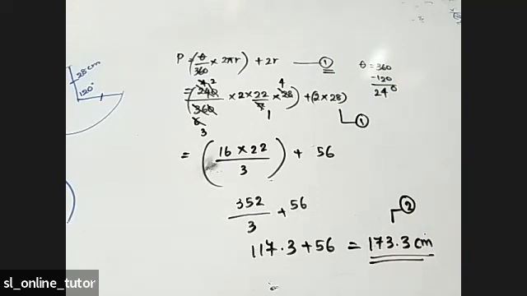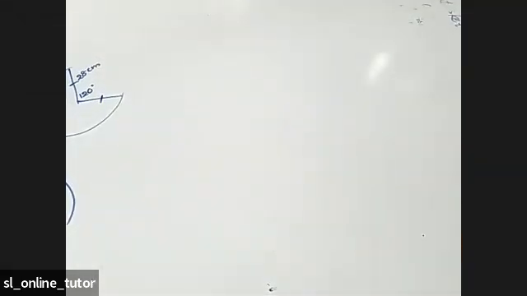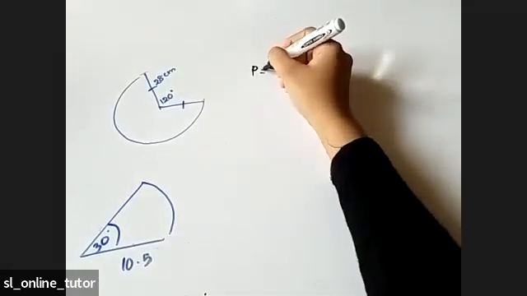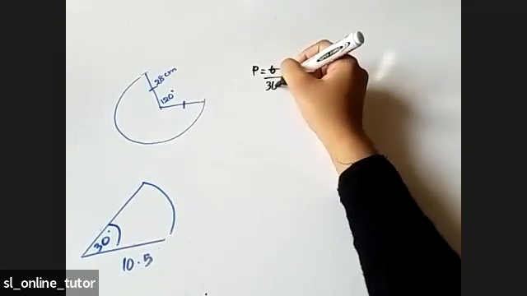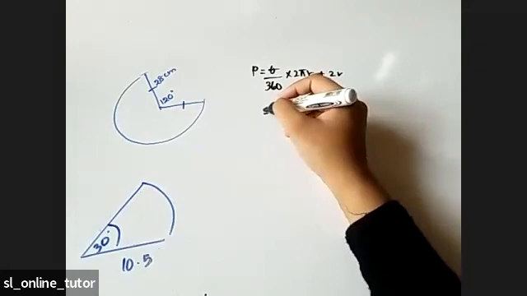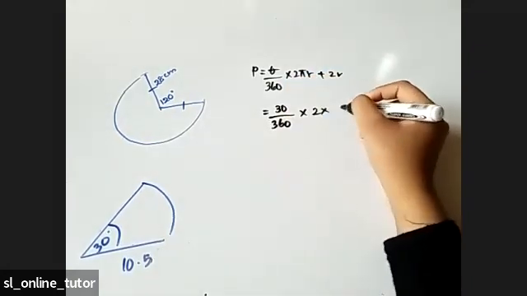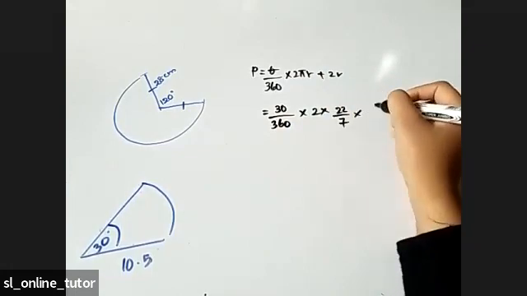Now I'm going to go to the next one. So I'll clear the board. Right, next diagram, 30 degree. Again, you can write the equation: perimeter is equal to theta over 360 into 2 pi r plus 2r. So theta here is 30 degree already given. We don't need to find anything else. 2 into 22 upon 7 into radius is 10.5.